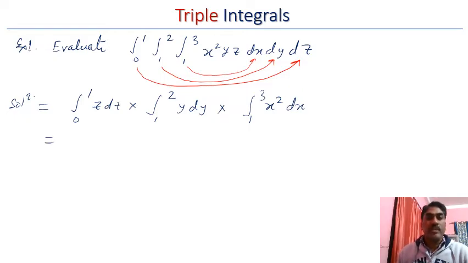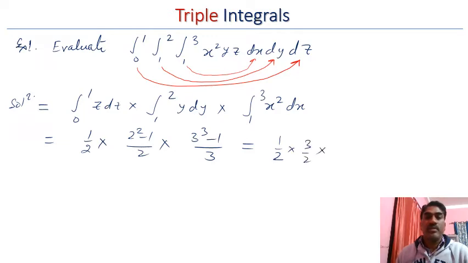So the z integral will become z square by 2, so this is 1 by 2. The y integral will become y square by 2, so this is 2 square minus 1 by 2, and the x integral will become x cube by 3, so 3 cube minus 1 by 3. So you will get 1 by 2, and 4 minus 1 is 3 by 2, and 3 cube means 27 minus 1 is 26, 26 by 3. So this 3 will cancel 3, and 2 will cancel 26, so you will get 13 by 2.